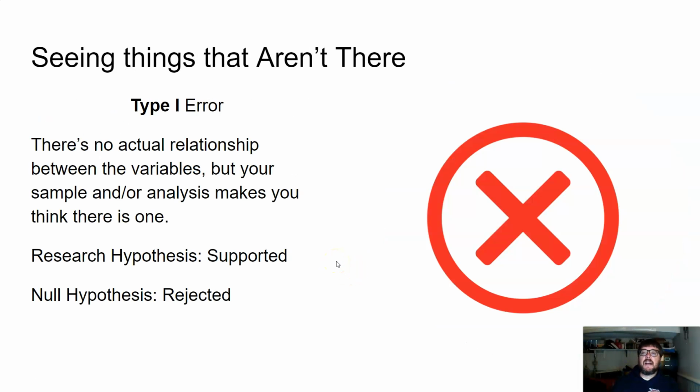The first kind of error, the error that frequentist statisticians most want to avoid, is called type 1 error. It's a Roman numeral 1 there. And that is when we see something that isn't there.